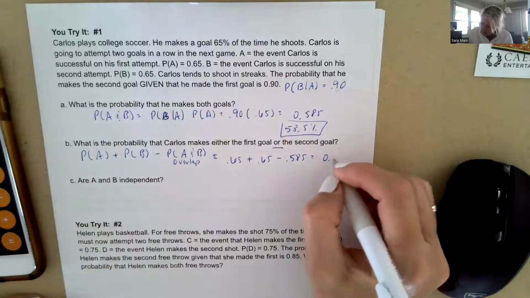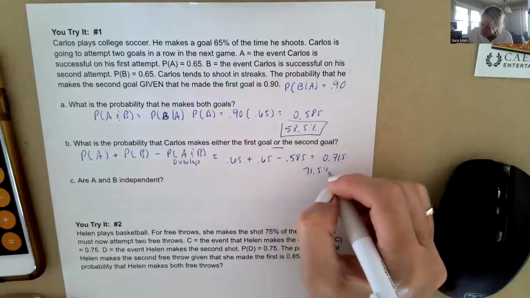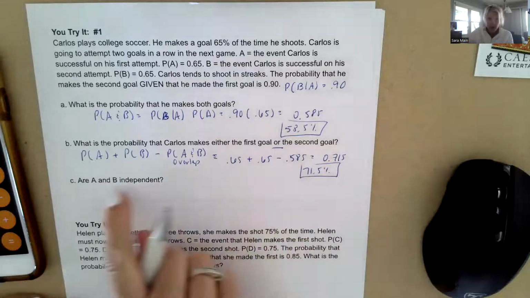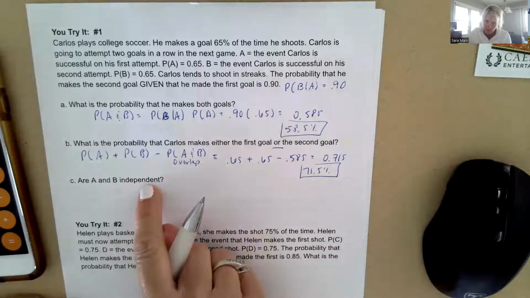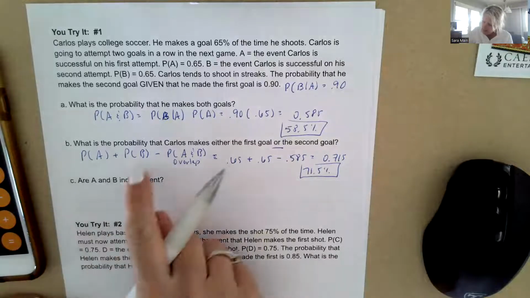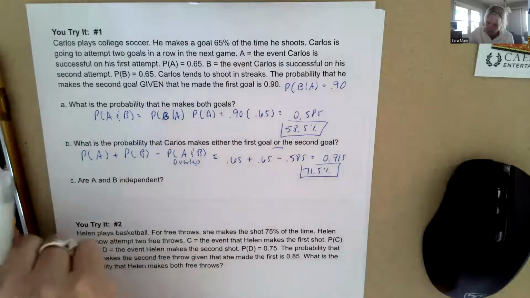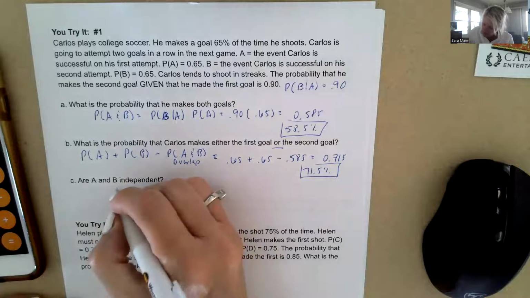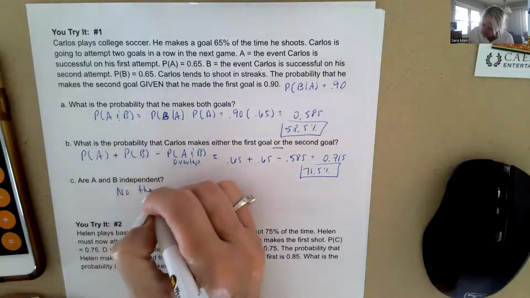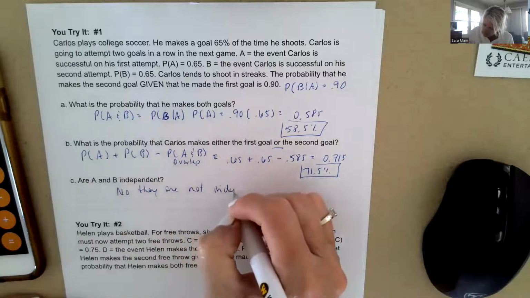Is equal to 0.715, so 71.5%. Are A and B independent? So if they were independent, then we could just multiply 0.6 times 0.6. So no, they are not independent.